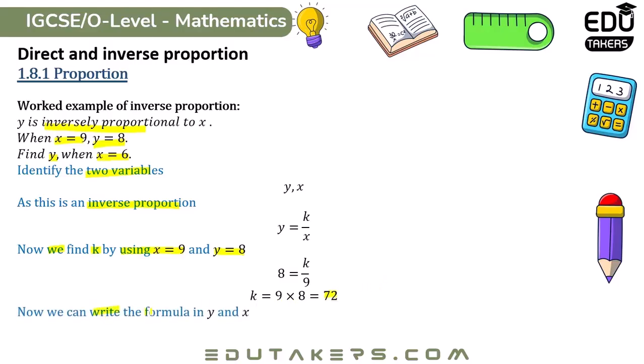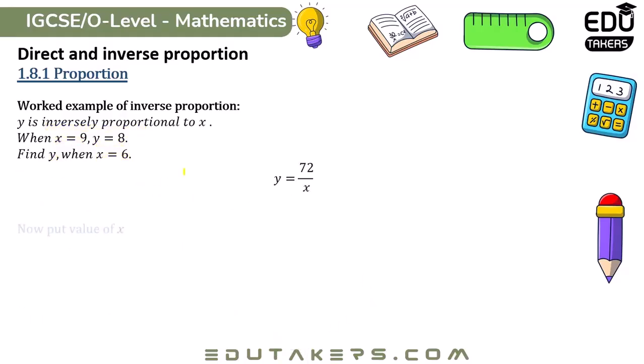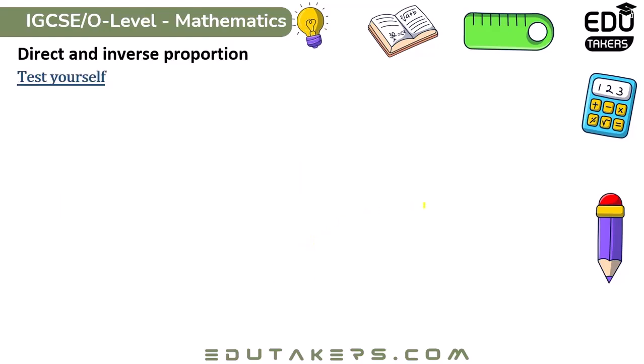Now we can write the formula in y and x. It will be y equals 72 over x. Now put the value of x. It will be y equals 72 over 6 and y equals 12.